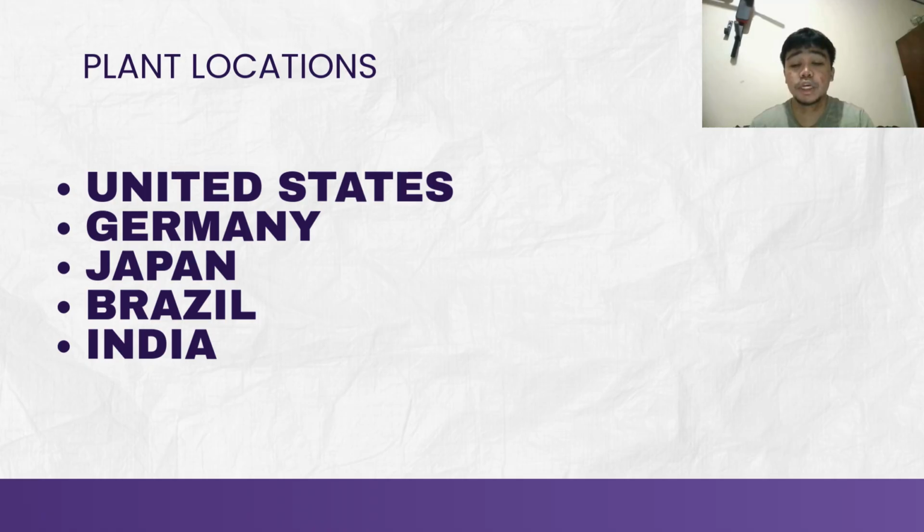So the plant locations are in the United States, and the United States will cater to North America. Germany will cater to the Europe region. Japan will cater to Japan. Brazil will cater to South America, and India will cater to the rest of Asia. So these five plants will serve as the major plants that will cover each market.